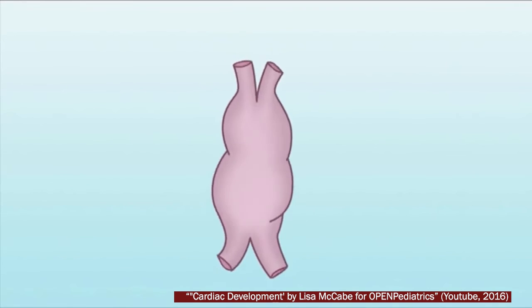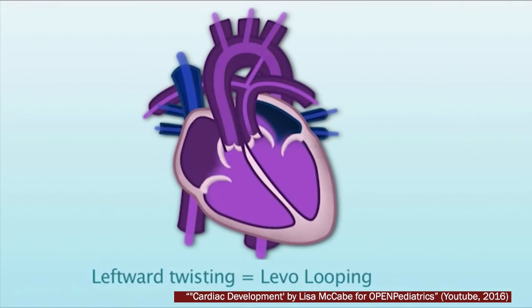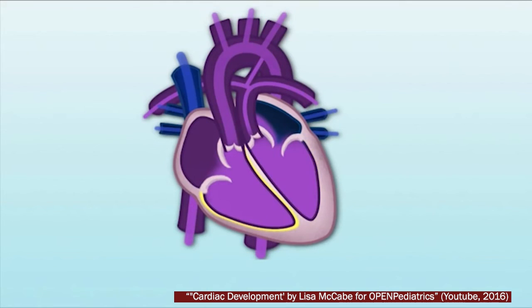Abnormal looping in a leftward direction is called levo-looping. This results in the right ventricle developing on the left side of the heart and the left ventricle developing on the right side of the heart.